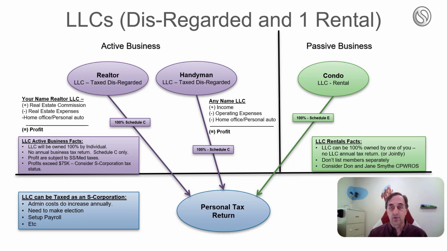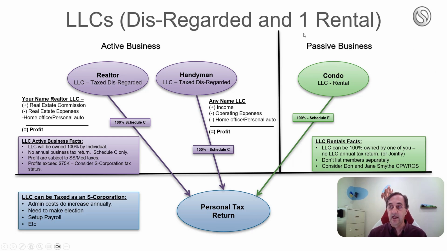Now, for example, if you're a real estate agent or a realtor, you could have your realtor LLC, again, filing on the Schedule C. You report your real estate commissions minus your real estate expenses, subtract out your home office, your business use of your personal car, and that's all getting taxed on your personal tax return. Handyman, same way. Income minus expenses minus your home office or personal auto, the portion that's used for business, can all be deducted and reported on a Schedule C on your personal tax return.